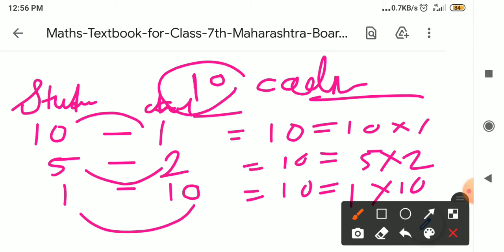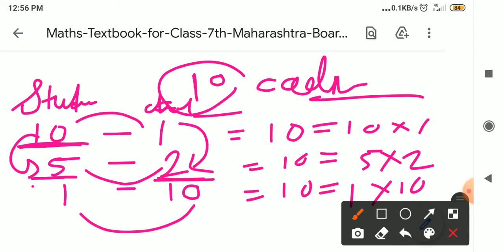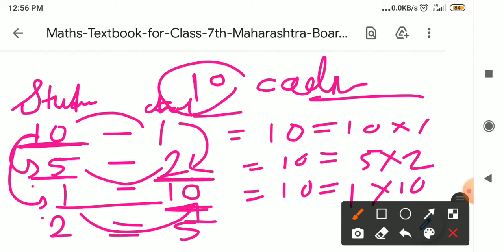Here the number of students decreases. 10 students becomes 5 students, but the Cadburys they are getting increase, meaning one quantity decreases and the other increases. With 1 student, how many Cadburys does he get? 10 Cadburys. If there are 2 students, they will get 5 Cadburys each. With 1 student, 10 Cadburys, but with 2 students, it is 5 each. If the number of students increases, the number of Cadburys decreases.